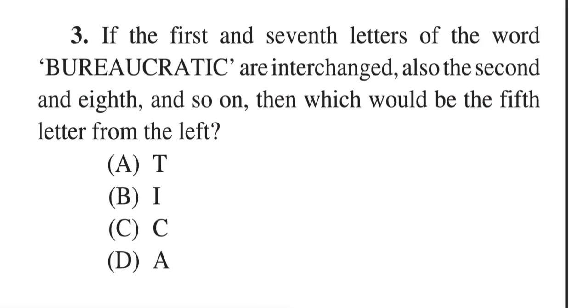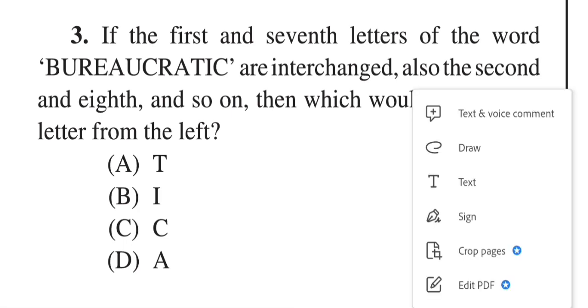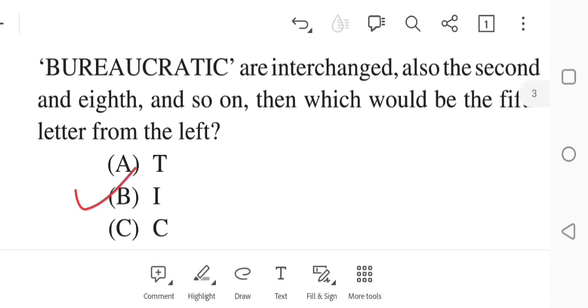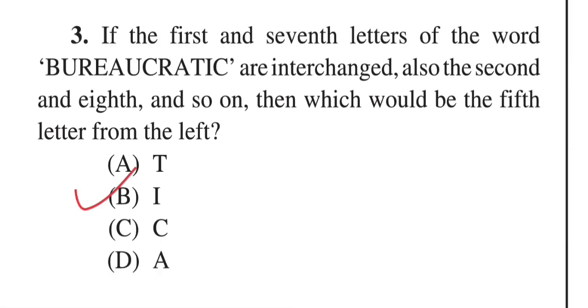It says: if the first and 7th letters of the word bureaucratic are interchanged, also the second and 8th and so on, then which would be the 5th letter from the left? This question is related to reasoning ability or mental ability. Many questions are frequently asked related to this topic, so you should solve as many questions as possible. So let's try to find out this. The correct answer will be I. How? Try to solve it by yourself, then only you will be able to do it in the exam.